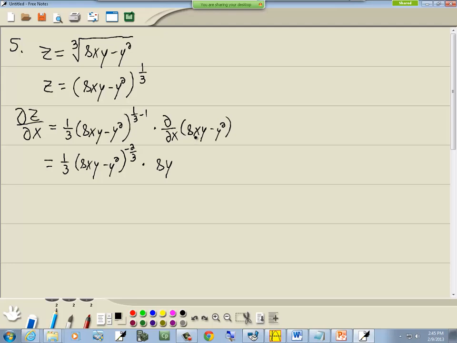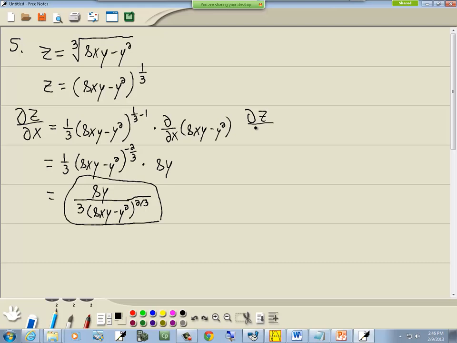Again, I took the derivative with respect to x, thinking of the y as a constant. Now, if I didn't have the y there, the derivative of 8x is 8, isn't it? So again, the y is just treated as a constant. Well, I'll put this into a single fraction. The 8y goes on top. The 3 is already down here. This parentheses to the negative 2/3 power, I'll take down to the denominator. It'll become a positive 2/3 power. So we've got 8xy minus y squared to the positive 2/3. And that's our answer.